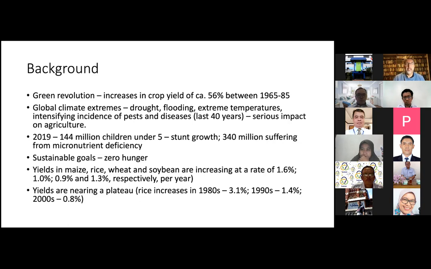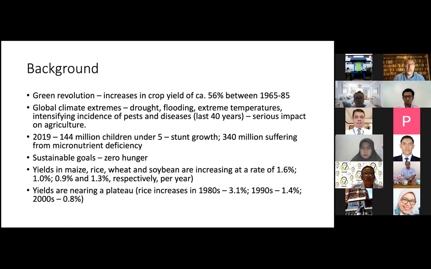But despite all the progress that we made in increasing yields, in 2019 there was a report of 144 million children under 5 with stunted growth, and about 340 million suffering from micronutrient deficiency. So we still have a long way to go to feed all the people on the planet in a satisfactory way.